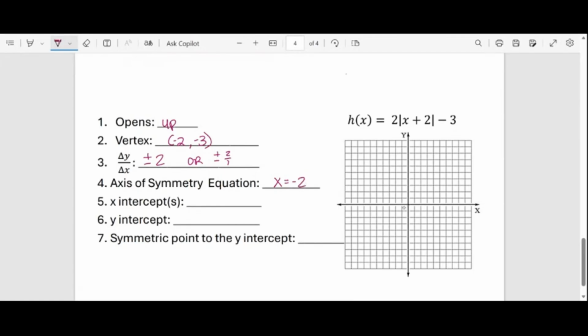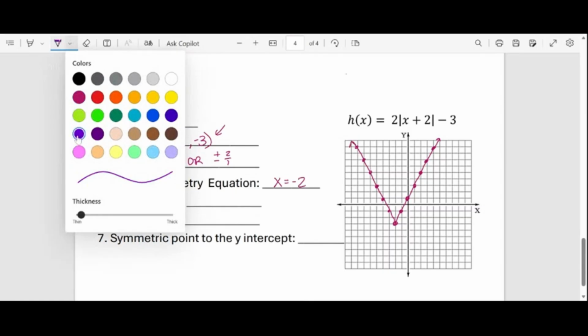Let's graph it. From the center, I'm going back 2, down 1, 2, 3. That's my vertex. Vertex right there. From there, I'm going up 2 over 1. And remember, this opens upward, so I want to make sure my right side has a positive slope. Then I'm going to make a mirror image on my left side. So I'm going to go up to left 1. Keep going until you run out of room. And then when you're finished, draw in your lines and your arrows.